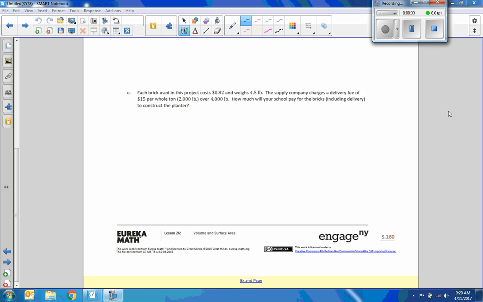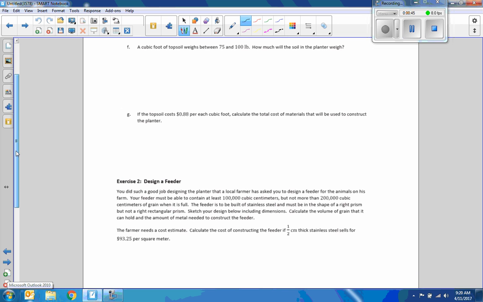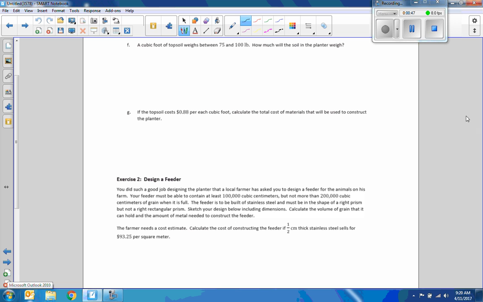E says, each brick used in this project costs 82 cents and weighs 4.5 pounds. I already did E, I'm on F. F: a cubic foot of topsoil weighs between 75 and 100 pounds. How much will the soil and the planter weigh? The first thing we need to know is the volume of the soil, and we calculated that in Part C. So I am just going to bring in the answer from Part C, and you can always go back and watch the video towards the end of Part 1 to see how C got solved.